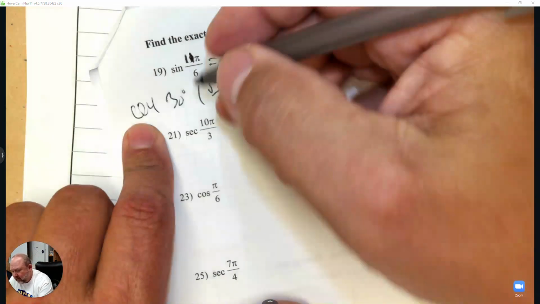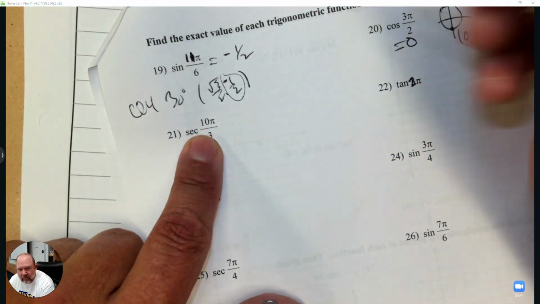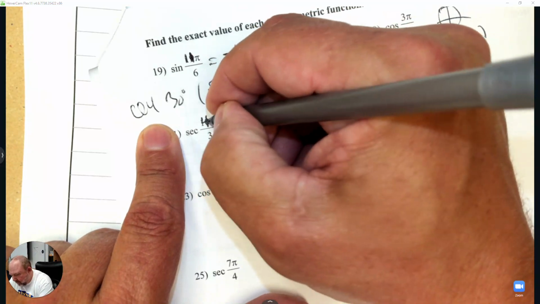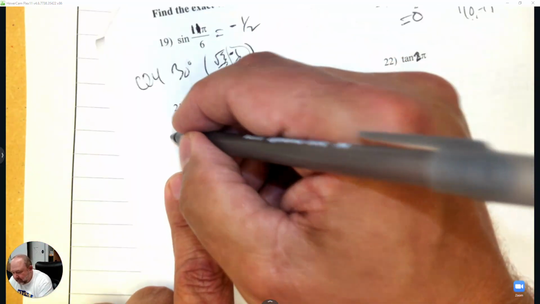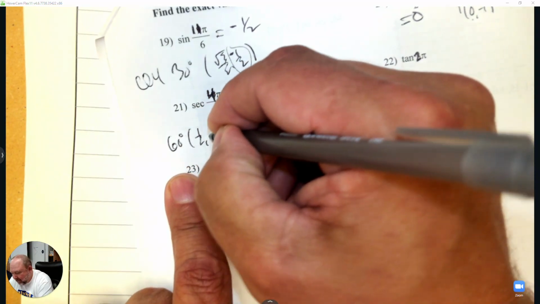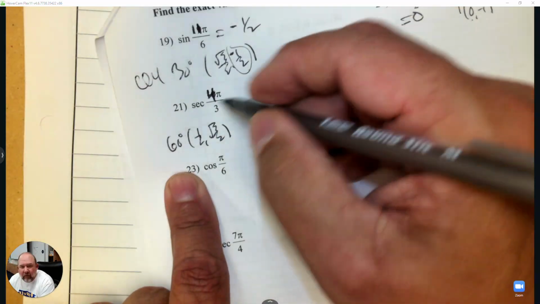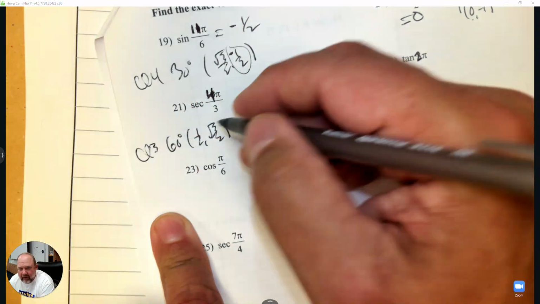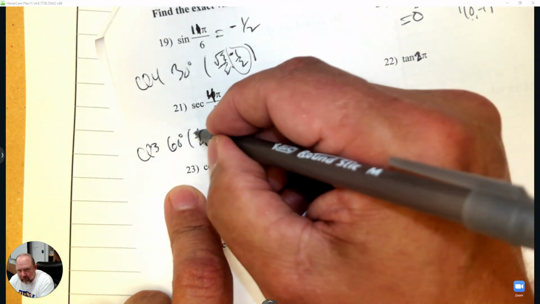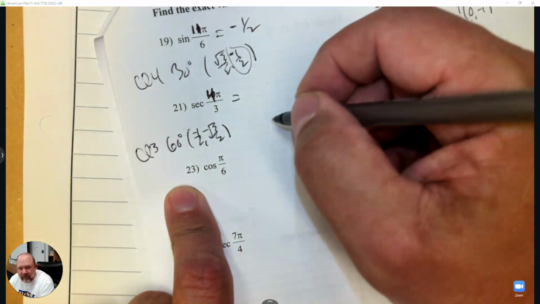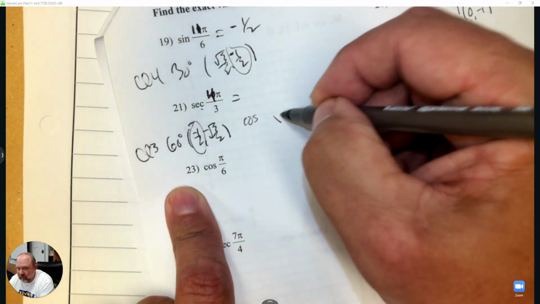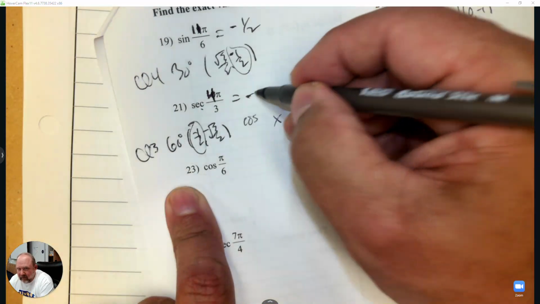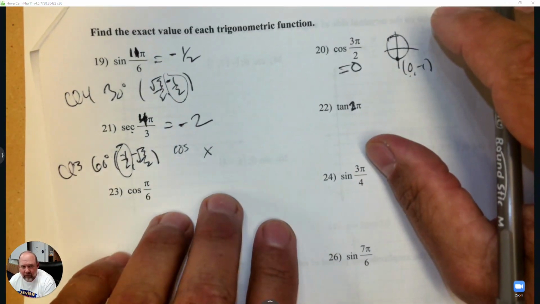Secant, oh, this one I should change. What's a good way? And I can change this one too. So let's change this to 4 pi over 3. That works. So if it's 4 pi over 3, still a 60, still 1/2 and root 3 over 2. 4 pi over 3 is in quadrant number 3, so both of these are negative. And secant flips the x coordinate. So secant goes with cosine, which is x. So you take the x and you do the reciprocal, and you get -2.